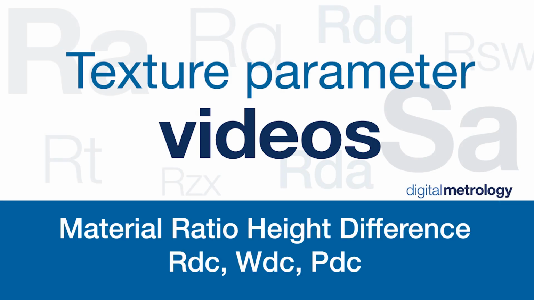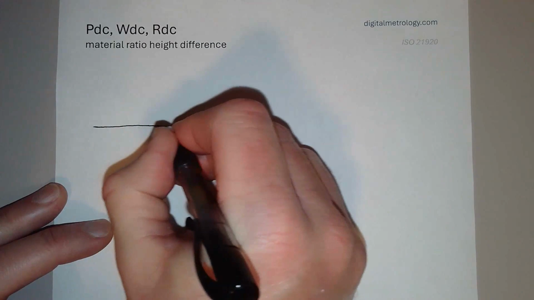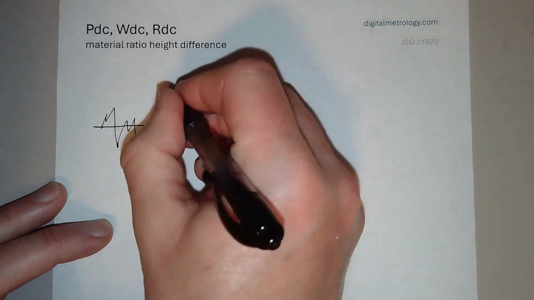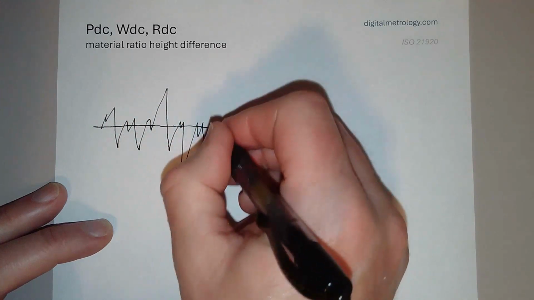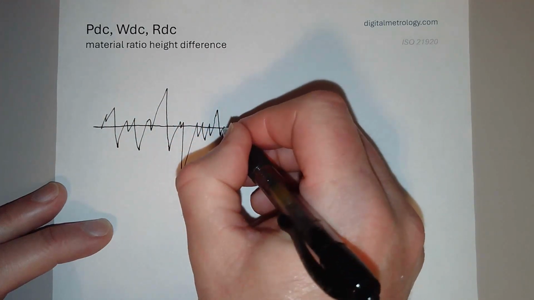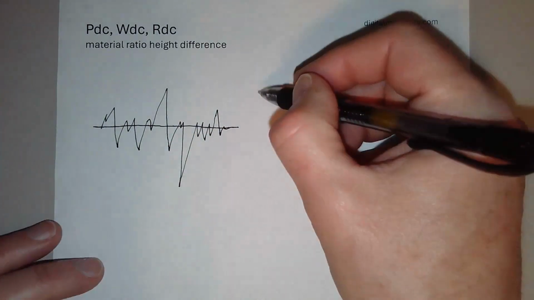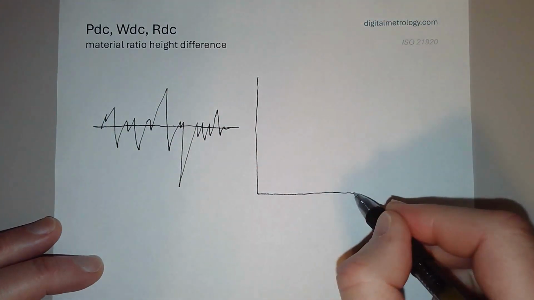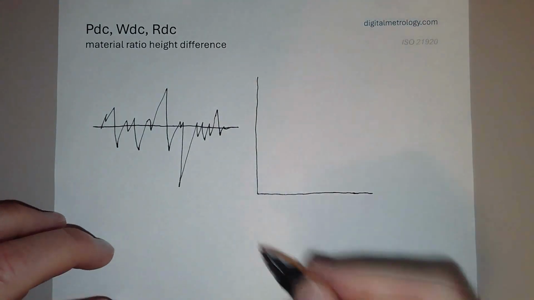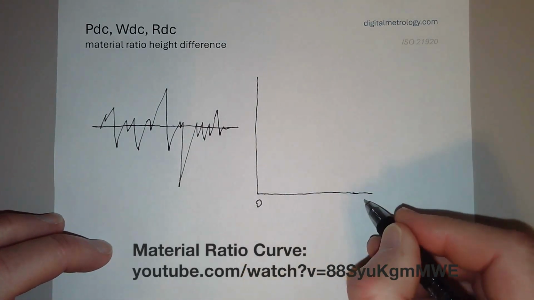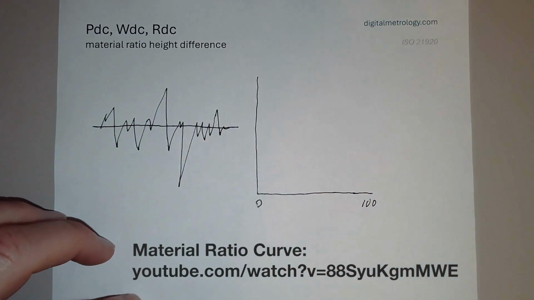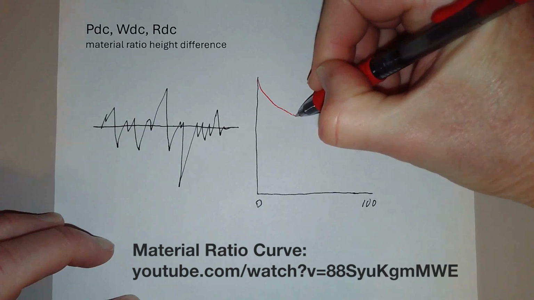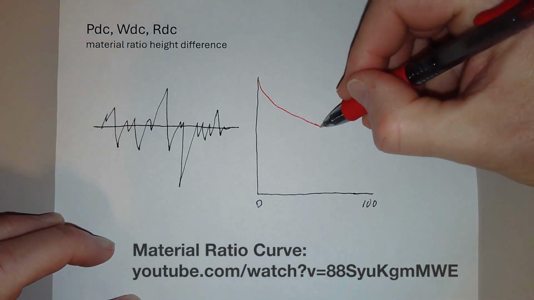The material ratio height difference parameter, or the DC parameter, is an interesting way of looking at the roughness of a surface when you may be only interested in a zone of that roughness. So we're going to use the material ratio curve to unpack this parameter. If you haven't seen the video on the material ratio curve, go check it out right now, because I'm going to dive right into drawing a material ratio curve for this particular surface.